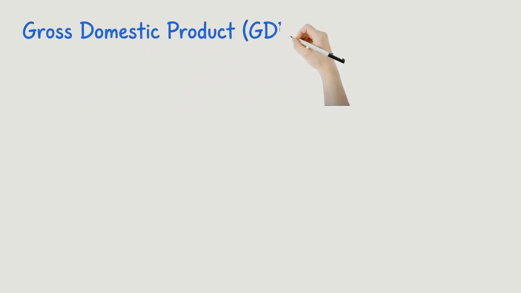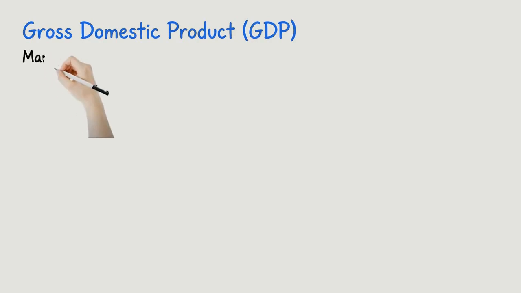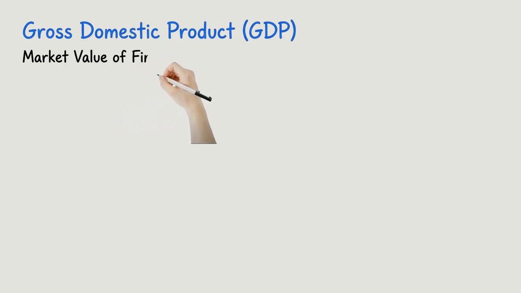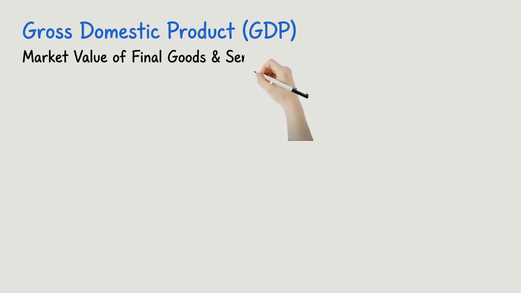GDP, or gross domestic product, is a way to measure how much an economy produces. More precisely, it is the market value of all final goods and services produced within a country during a given period, usually a year. Let's unpack that carefully.